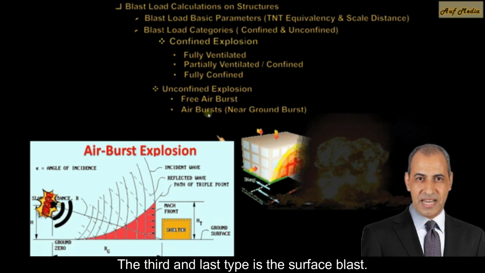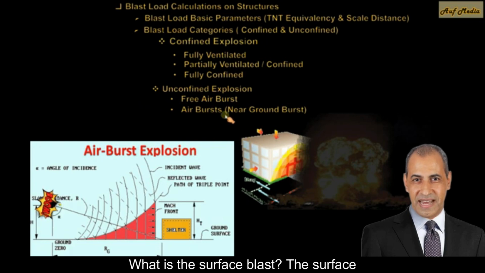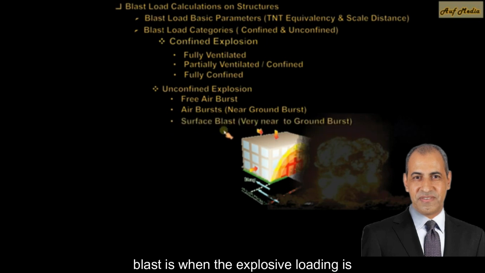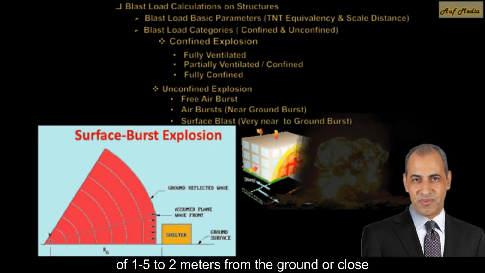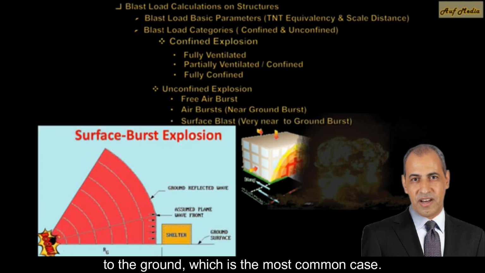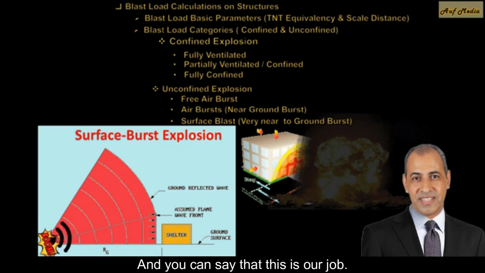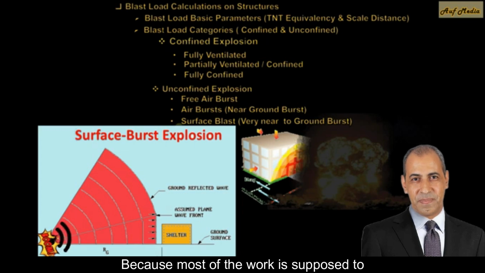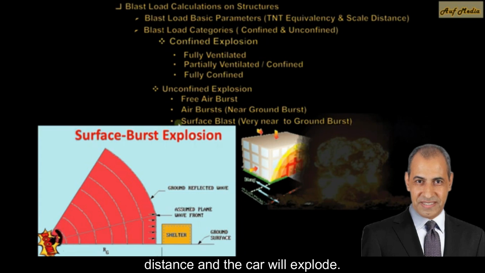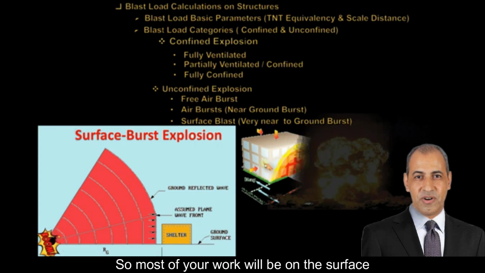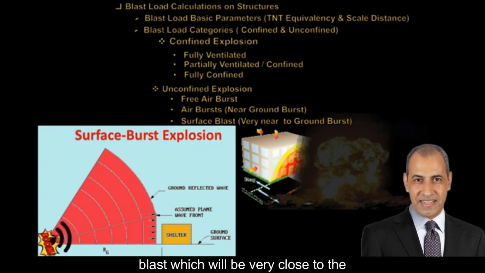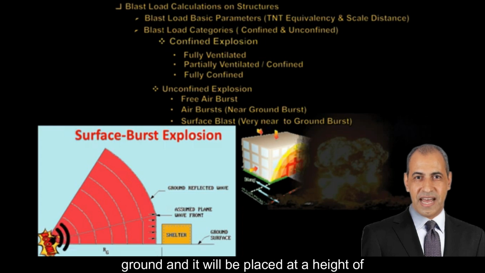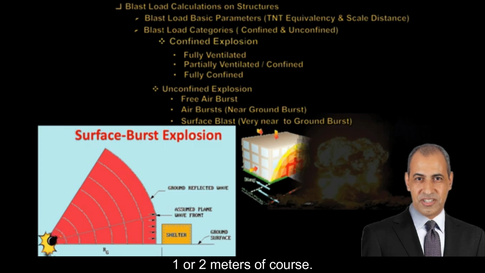The third and last type is the surface blast. What is the surface blast? The surface blast is when the explosive load is placed at a height of 1.5 to 2 meters from the ground or close to the ground, which is the most common case. You can say that this is our job. When someone tells you to design this building for a blast load effect, you use this type. Why? Because most of the time there is a car that will stop at a certain distance and explode. So most of your work will be on the surface blast, which will be very close to the ground, at a height of 1 or 2 meters.